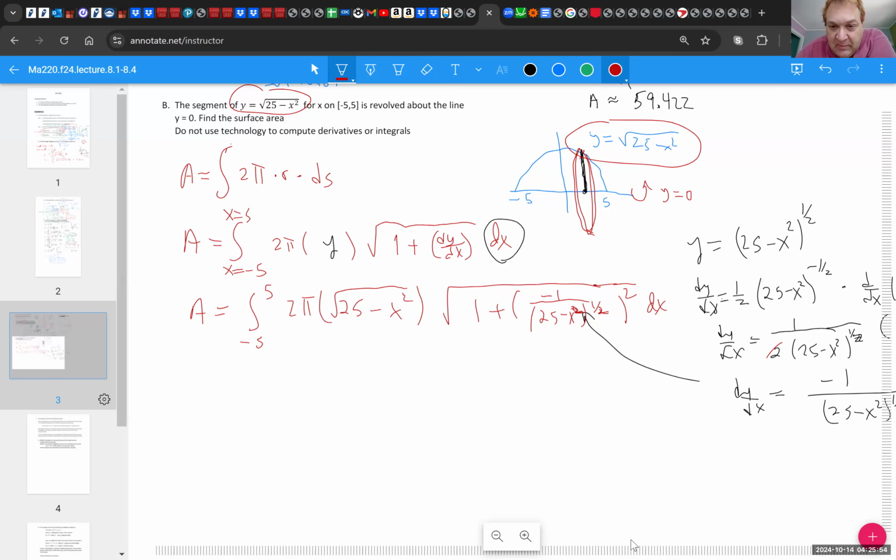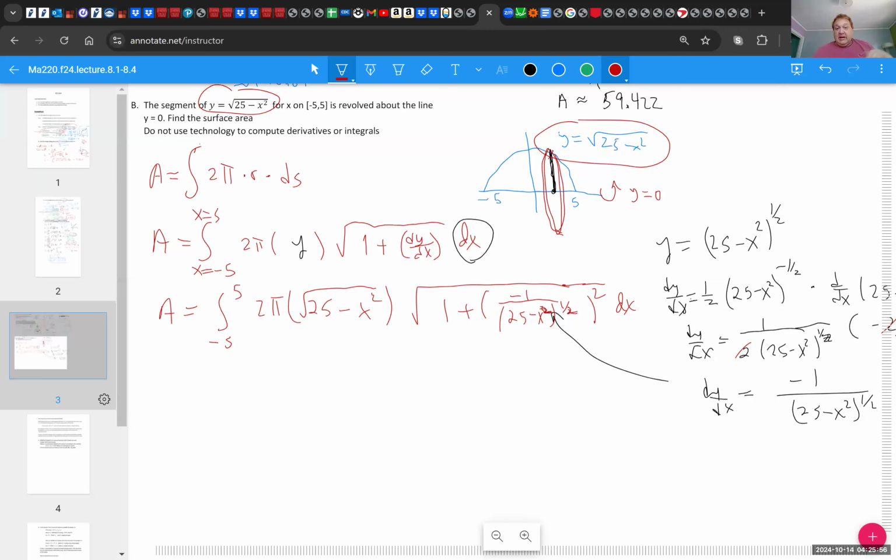All right, so I did my formula, 2 pi times r times ds, my r being y, which I converted into 25 minus x squared square rooted. And then I had my ds, which was the square root of 1 plus the derivative squared, times dx. So for 1 plus derivative squared dx, I had to find the derivative, which was this guy over here, and then I have to do that squared times dx.